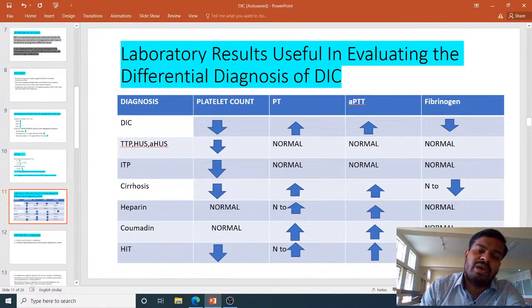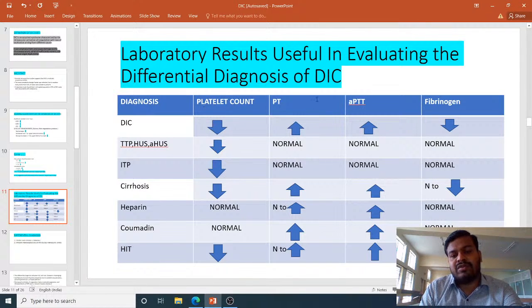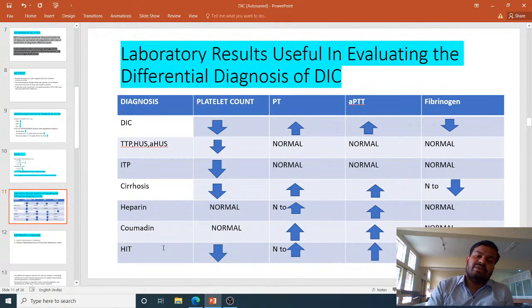So this is how we differentiate by the following parameters: platelet count, prothrombin time, partial thromboplastin time, and fibrinogen. By all these components, we can differentiate the other bleeding disorders. So you should keep this in mind.